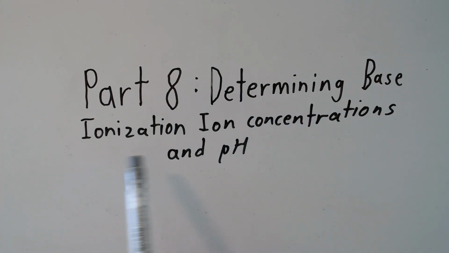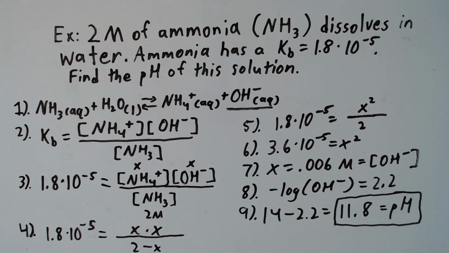Part 8. Determining base ionization, ion concentrations, and pH. So in order to find the concentrations of the products of a base reaction, the process is very similar to that of an acid reaction. Furthermore, we can also use the small number approximation. I will give an example problem and show you how to solve these problems.